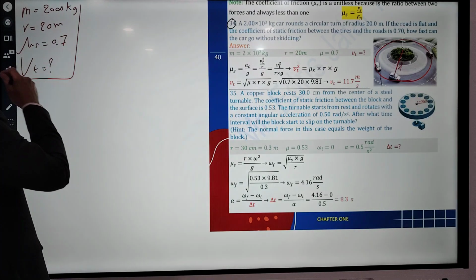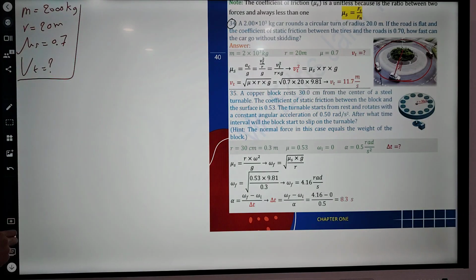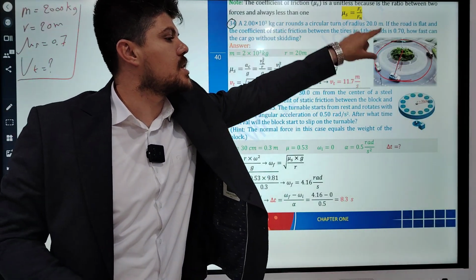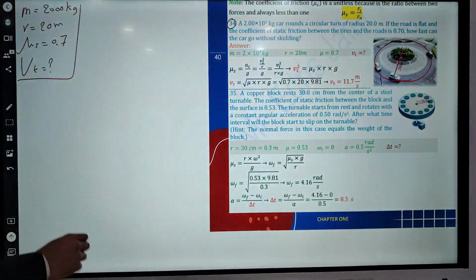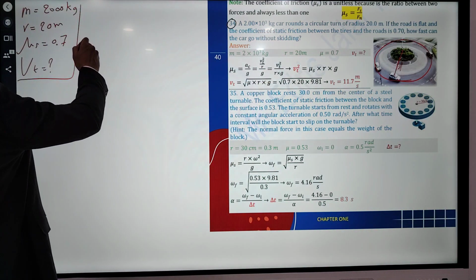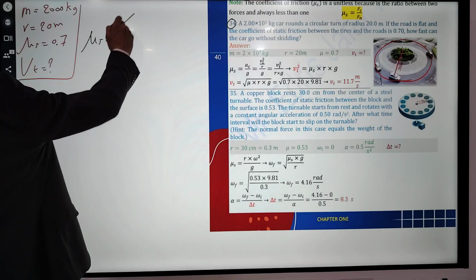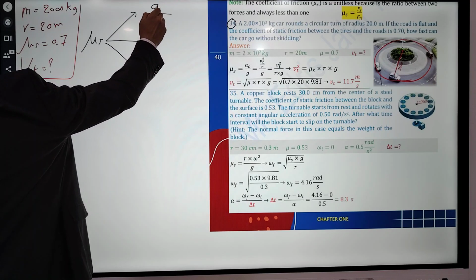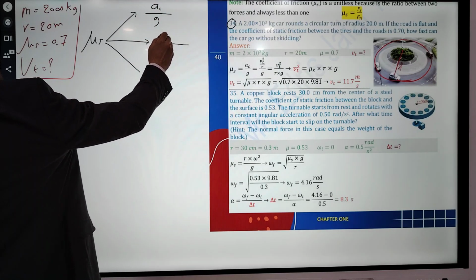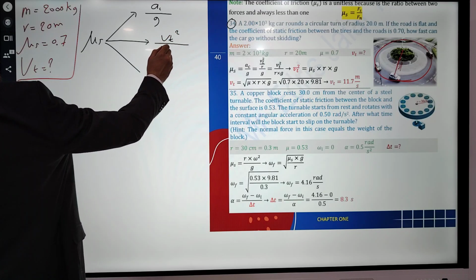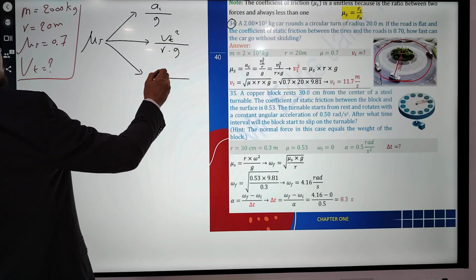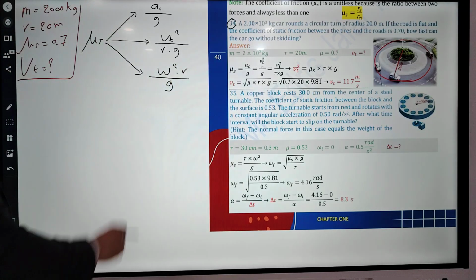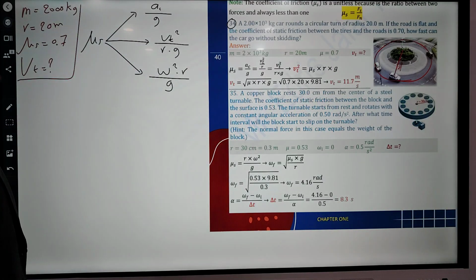Because we have 3 equations which are related to the coefficient of static friction. The question says a car rounds a circular path. For a car moving in a circular path, how many equations do we have for mu s? We have 3 equations. The first one, ac over g. The second one, Vt squared over Rg. The third one, omega squared R over g. We proved all the equations.